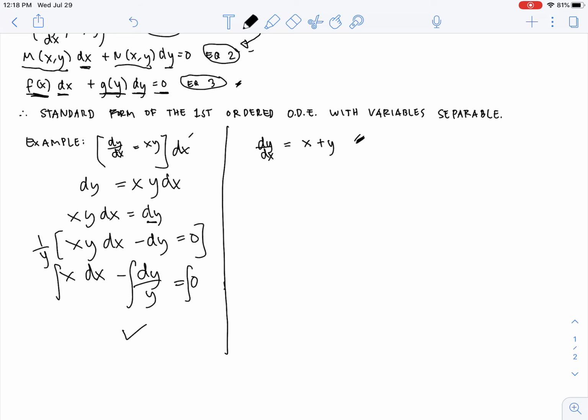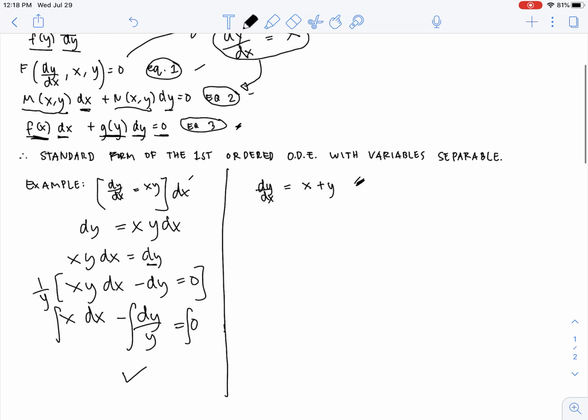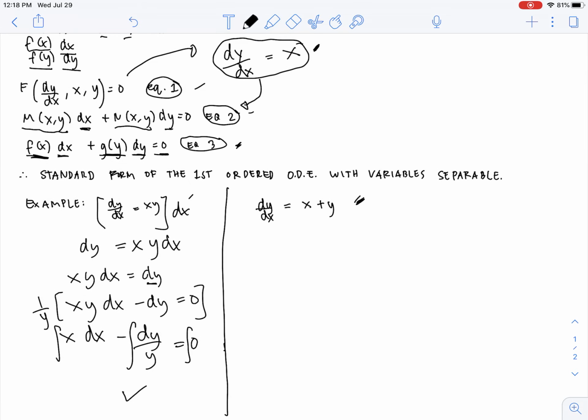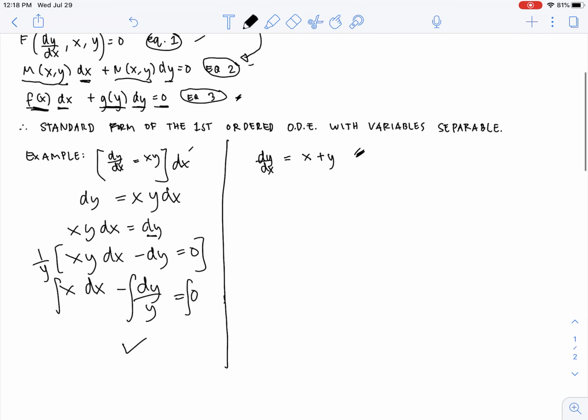So first thing to do is make this in the form of equation number 2. First thing to do is multiply both sides by dx. So this now becomes dy is equal to (x plus y) times dx.